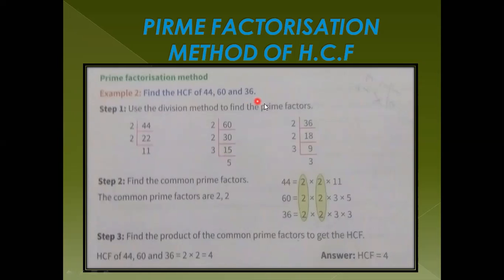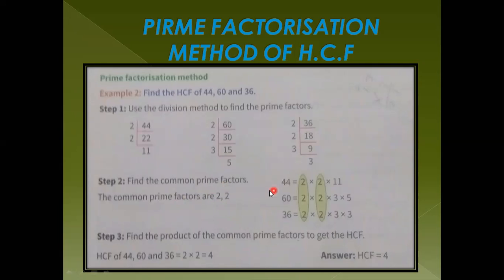Next, the same way for 36. First divide with 2: 2 18s are 36. Again with 2, 9s are 18. This 9 is not possible to divide with 2, so let us take the next prime number, which is 3, and 3 3s are 9. Now the second step: find the common prime factors.